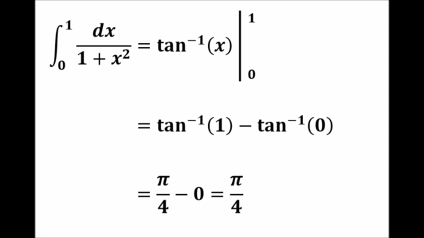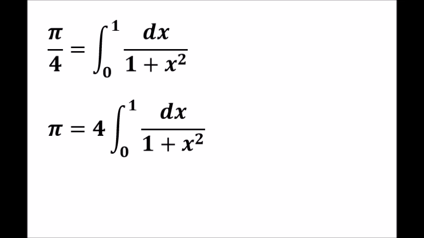This part requires exposure to calculus to fully understand. If you have taken such coursework, you should remember that the integral of 1 over 1 plus x squared is equal to inverse tangent of x. Evaluate inverse tangent at 0 and 1, then subtract. That leaves me with pi over 4. Pi over 4 is equal to the definite integral of 1 over 1 plus x squared. Multiply both sides by 4 to isolate pi on the left-hand side.